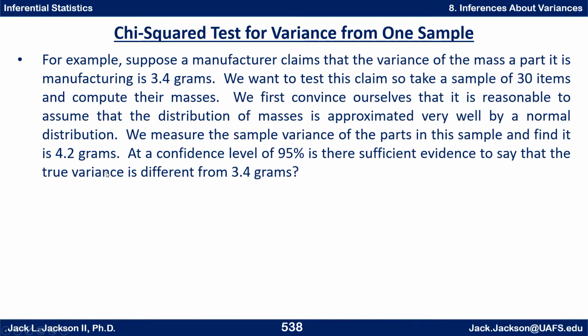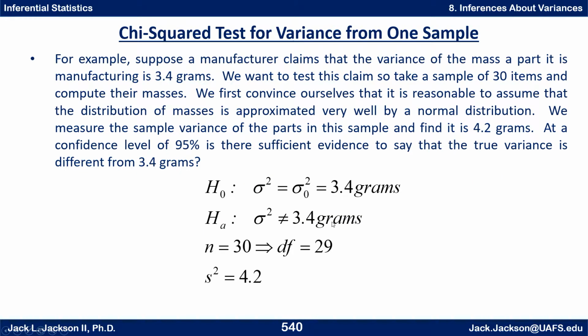Sufficient evidence to say that the true variance is different from. Different from indicates two-tailed. So we'll be using a two-tailed test this time. So here's what we have. Our null hypothesis is that sigma squared is 3.4 grams, and our alternative is that sigma squared is not 3.4 grams. N is 30. That's our sample size. That makes the degrees of freedom one less, which is 29. And our S squared, our sample variance, is 4.2. Certainly 4.2 is not the same as 3.4, but is it enough different that we have sufficient evidence to reject their claim?